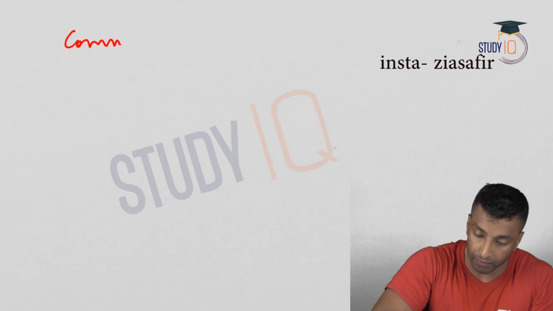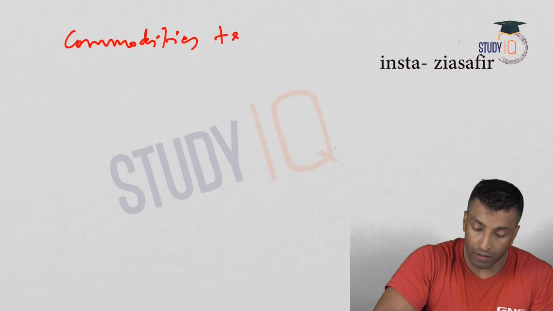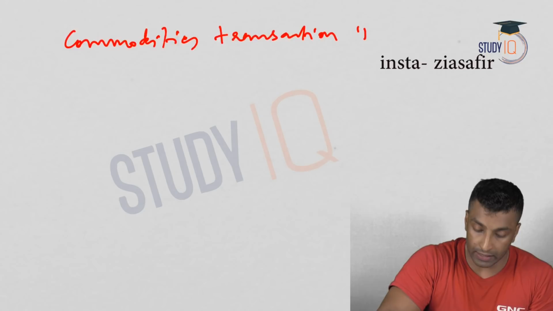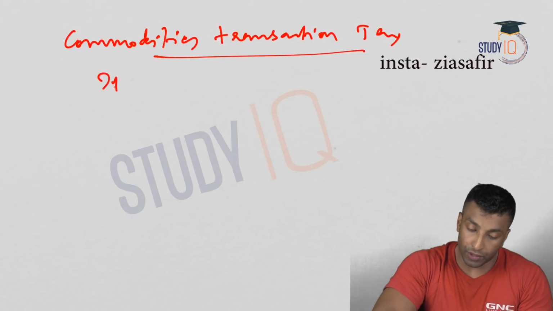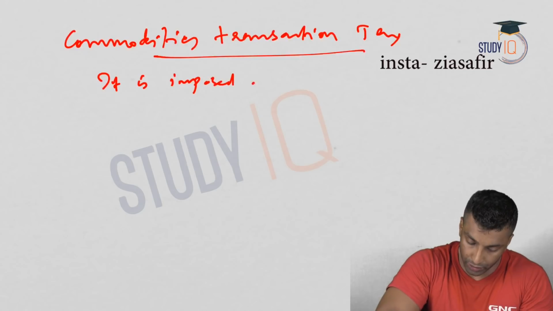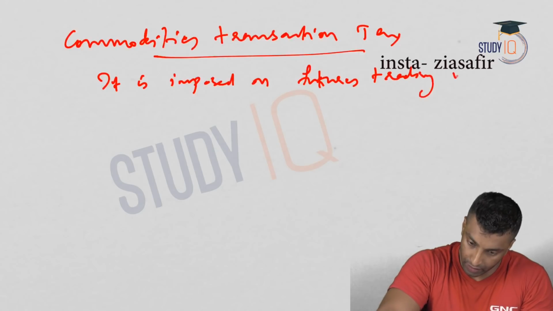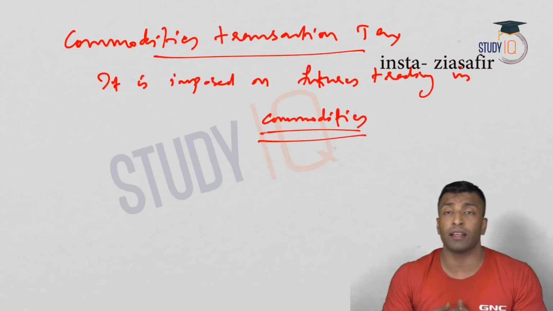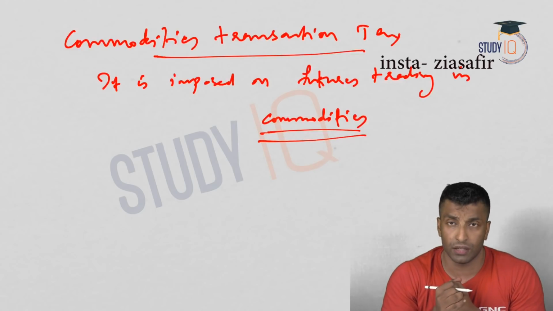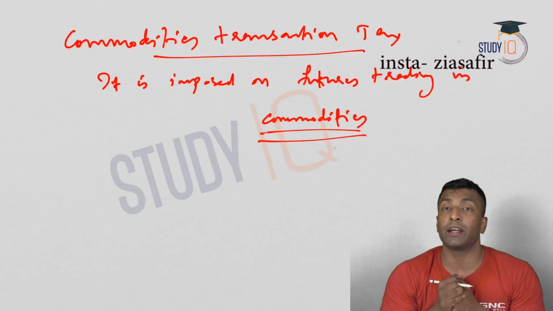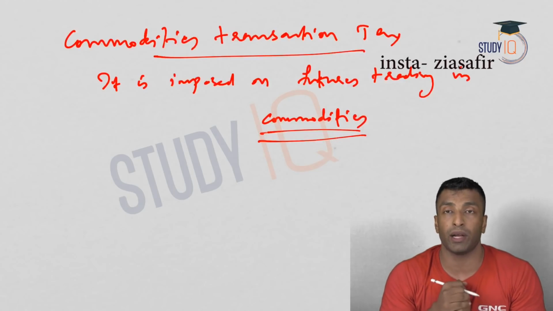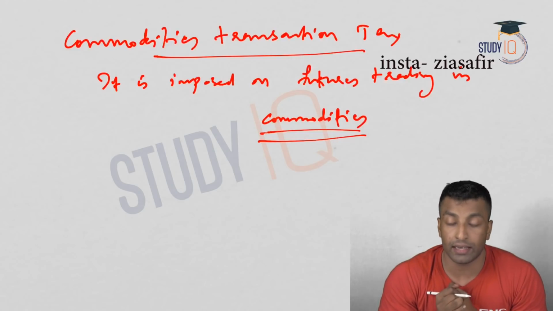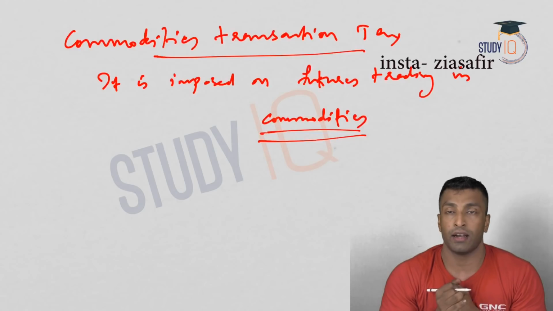Commodities transaction tax. It is imposed on futures trading in commodities. Now, futures trading means, why is it not an indirect tax? If it is commodities, you may think about goods and services, but it is actually not on goods and services. It is futures trading, so it is all related to speculation on goods and services, and that comes under direct taxes. So commodities transaction tax is a direct tax, and I'm classifying it under direct tax.